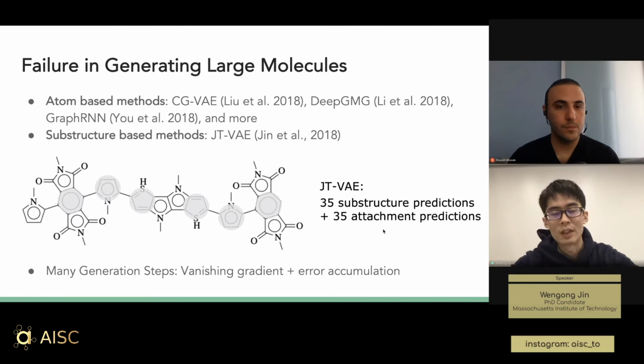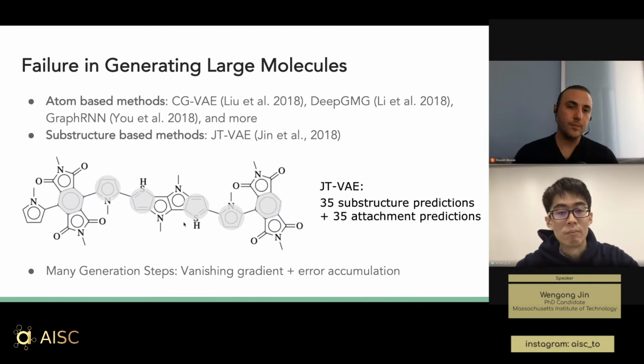The same thing also applies to junction tree VAE. Even though it utilizes only small substructures like 5 or 6 member rings, it will also take a lot of steps to generate this compound. And that's where the errors get accumulated, and that's why these methods tend to fail to reconstruct large molecules.